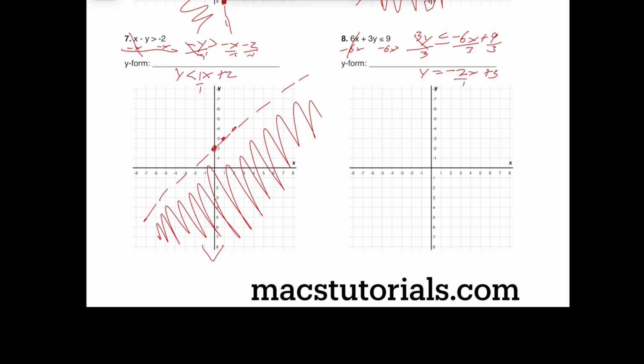And that's like a fraction, right? So I'm going to start at plus 3, down 2 over 1. Down 2 over 1. I wrote equals, I'm sorry. It's less than or equal to. So that means I got to do a solid line. And because of the less than, I want to shade the side of the down arrow, which is this side right here. Okay?